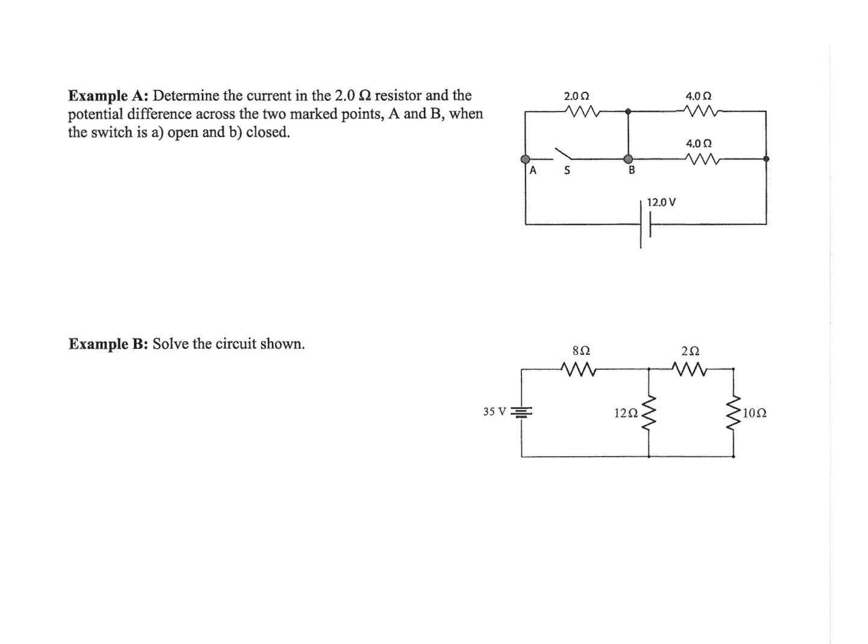It says determine the current in the 2 ohm resistor and the potential difference across the 2 marked points A and B when the switch is open and when the switch is closed. Notice that's a switch symbol. A switch symbol is like a doorway, right? It's like a gate. Open gate, no current. Closed gate, current.